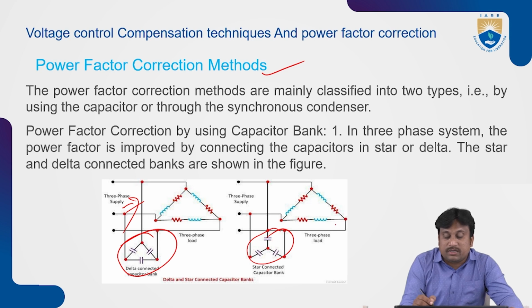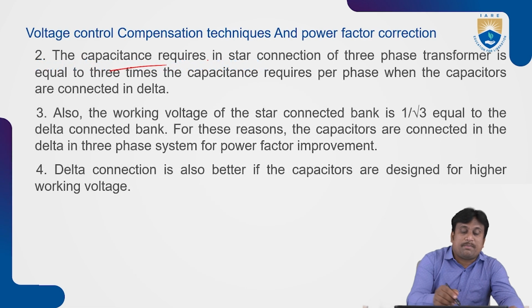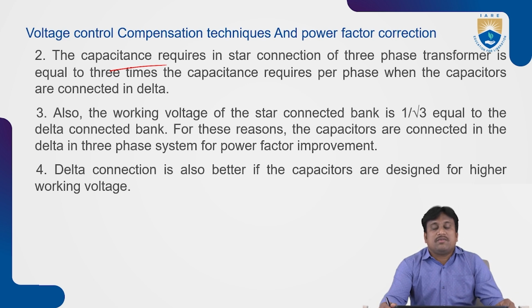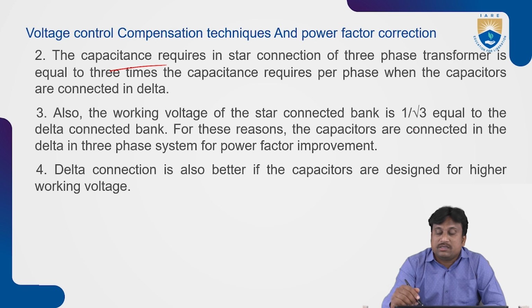The same arrangement is also connected to one of the three-phase loads, which will be treated as the capacitor bank arrangement. The capacitance required in star connection of a three-phase system is equal to 3 times the capacitance required per phase. When the capacitors are connected in delta, the working voltage of the star connected bank is 1 by root 3 times that of the delta connected bank. For these reasons, capacitors are connected in delta in three-phase systems for power factor improvement.